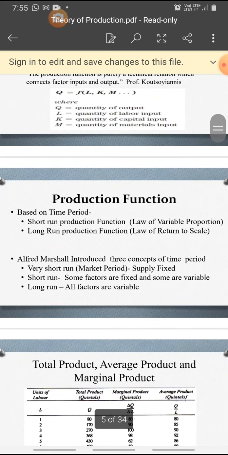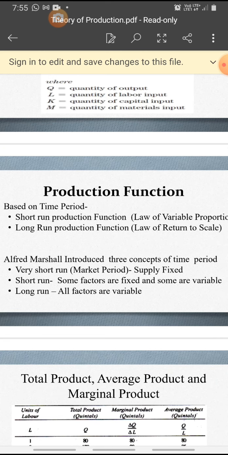Then production function based on time period. There are two time periods: short run production function and long run production function. The law related to short run production function is the law of variable proportion, and the law related to long run production function is the law of returns to scale.